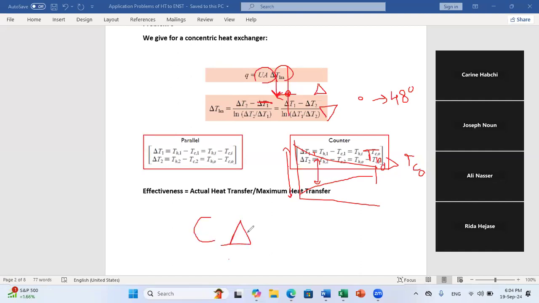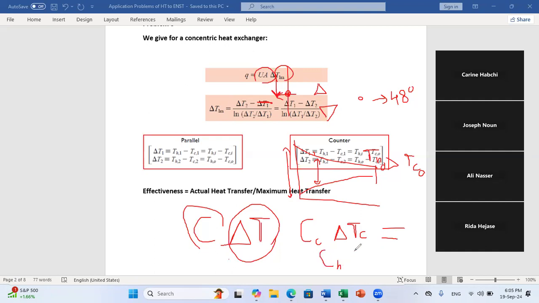And you know that the biggest temperature difference will be for the fluid having the smallest capacity, because if you write your equation, let's say C cold times delta T cold, and delta T here in absolute value, highest minus lowest, equals C hot times delta T hot. So this is from the energy balance, as we said, neglecting any loss to the surroundings.